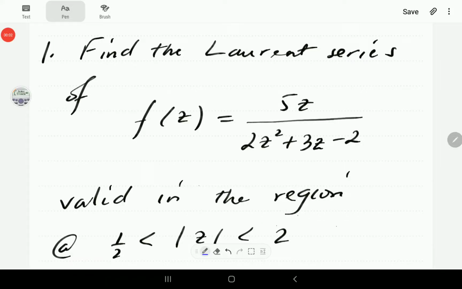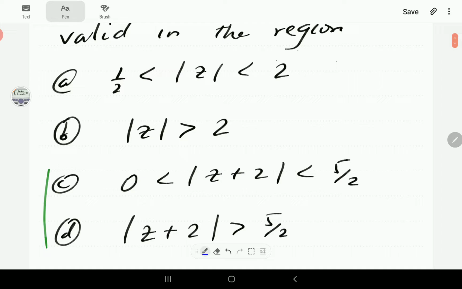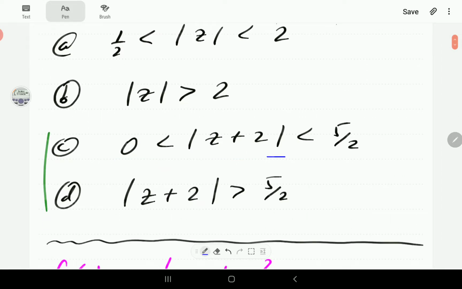Okay, in the previous video, which is part 3, we looked at this complex function. We worked out some Laurent series for the region where mod z is between half and 2, and the region where mod z is greater than 2. This time we're going to go on and look at the Laurent series where mod z plus 2 is greater than 0 but less than 5 halves, and then the case where mod z plus 2 is greater than 5 halves.